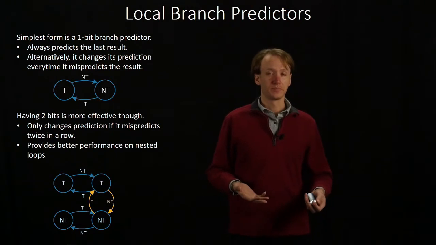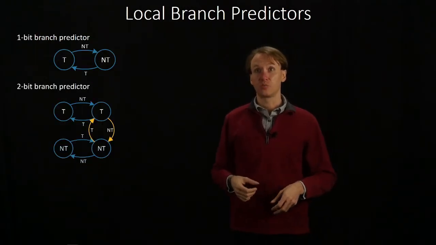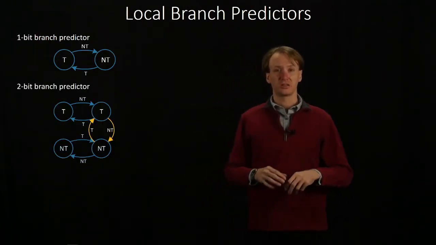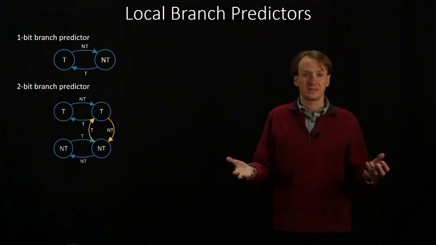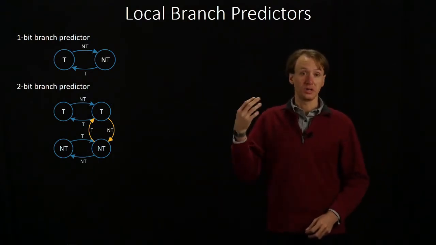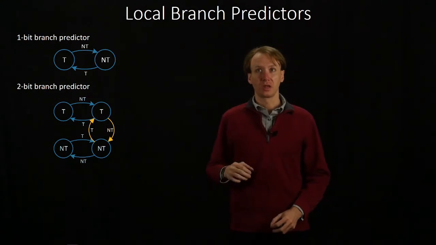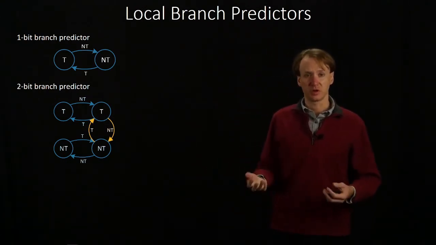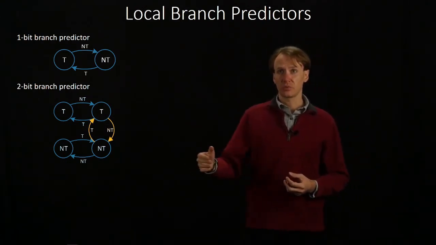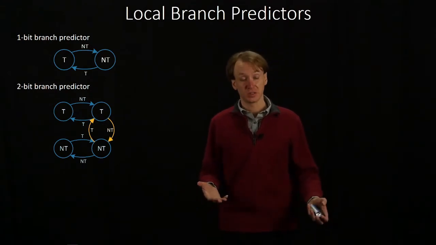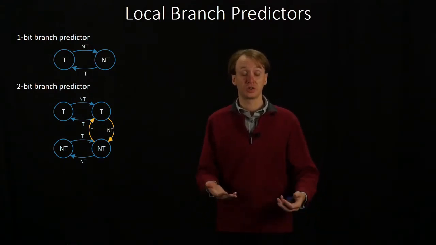That first one that we talked about is a one-bit branch predictor. It just has one bit to it, and that's it. We dedicate one bit for each of the branch instructions in our program, and we just let it keep track of whether we're taking this branch or not. The second one that we looked at is a two-bit branch predictor because we dedicate two bits to each branch instruction.